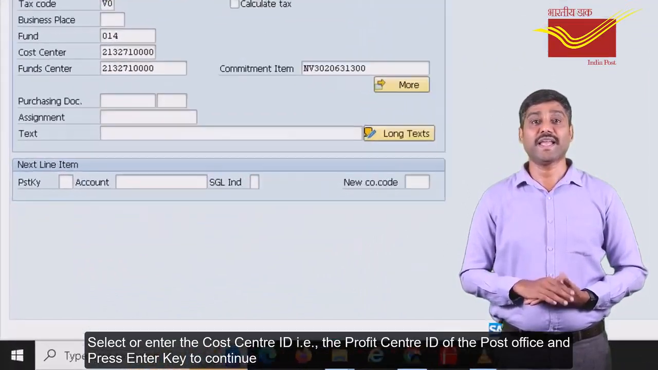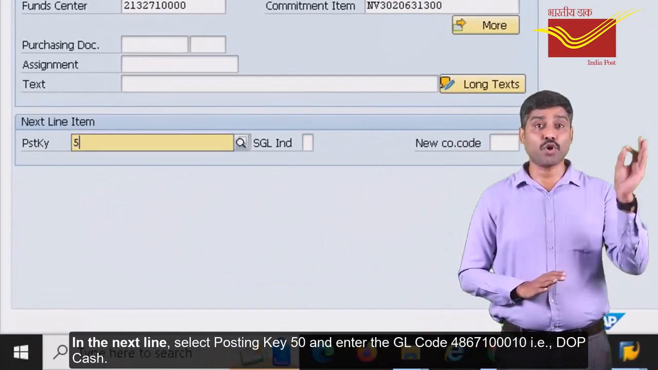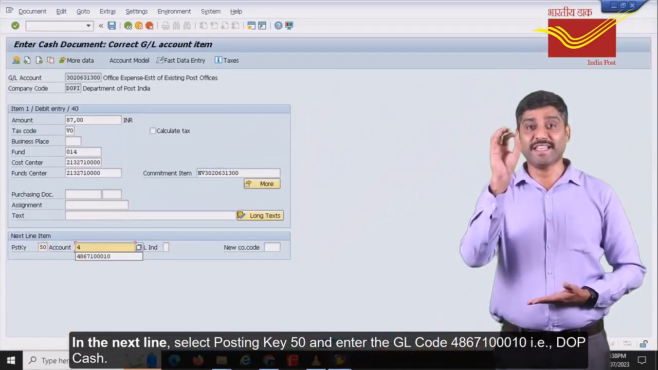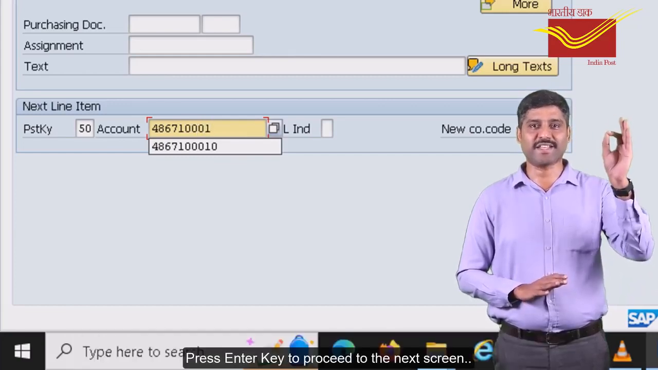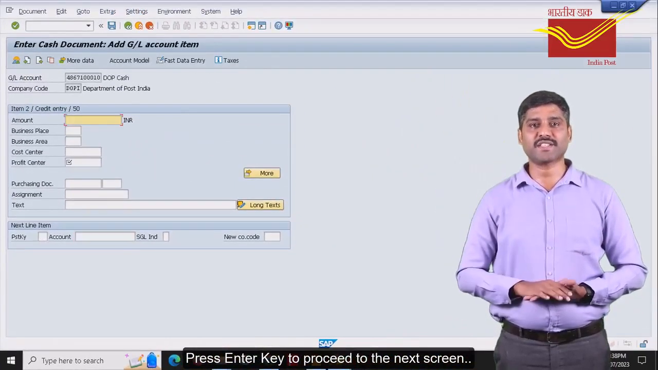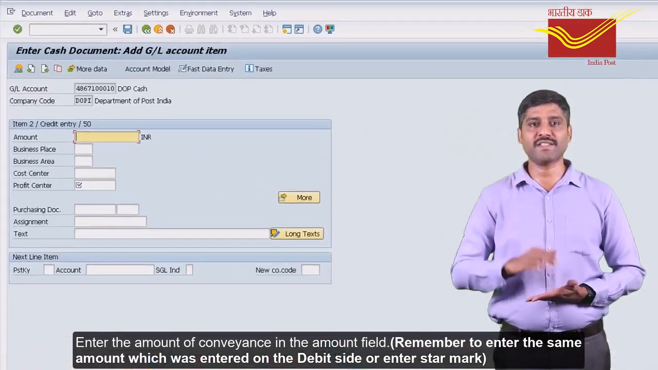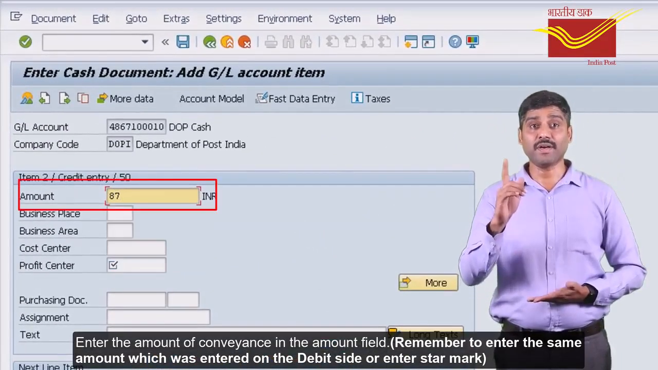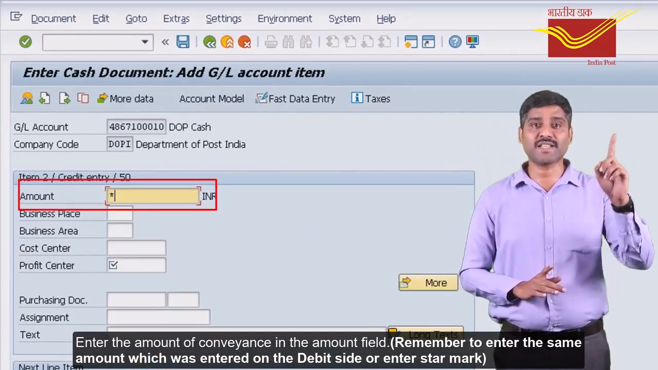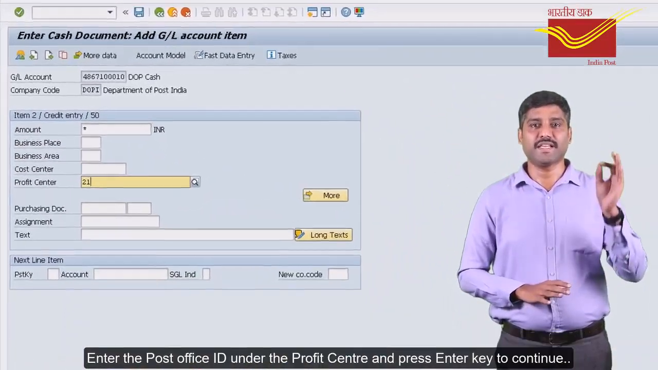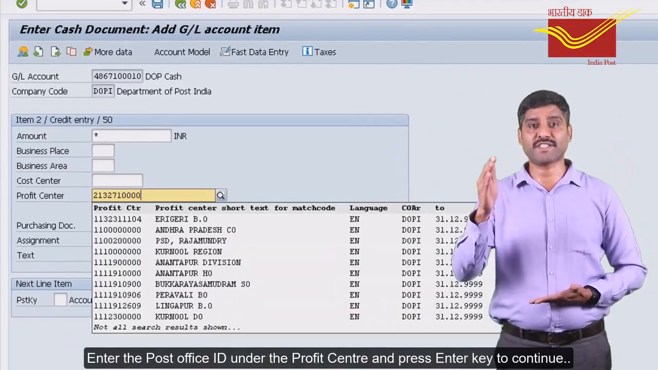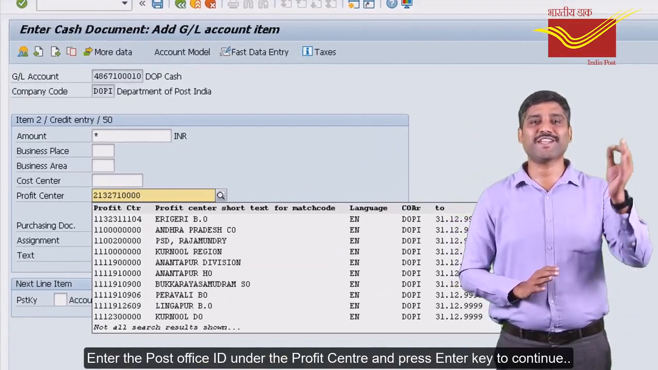to continue. In the next line, select posting key 50 and enter the GL code 486710010, that is DOP cash. Press enter key to proceed to the next screen. Enter the amount of conveyance in the amount field. Remember to enter the same amount which was entered on the debit side, or enter star mark. Enter the post office ID under the profit center and press enter key to continue.